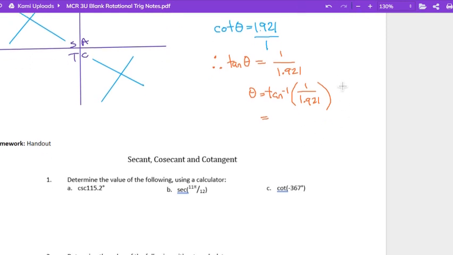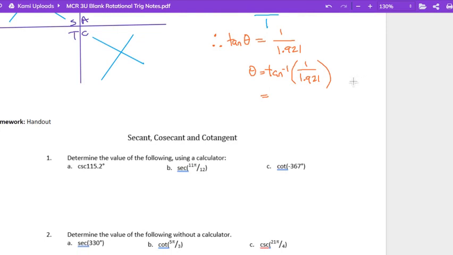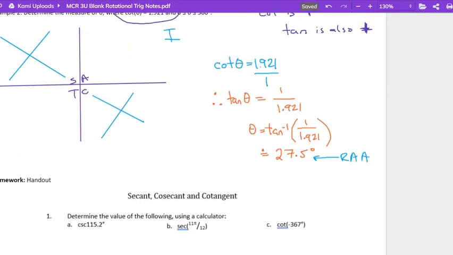Okay, punch this in your calculator. 1 decimal is fine. Why did I get 29.8? Approximately, right? Okay, now folks, this is important. This is the related acute angle. Your calculator will not give you all the angles. It will give you the smallest one.